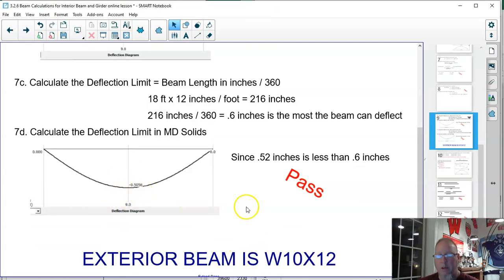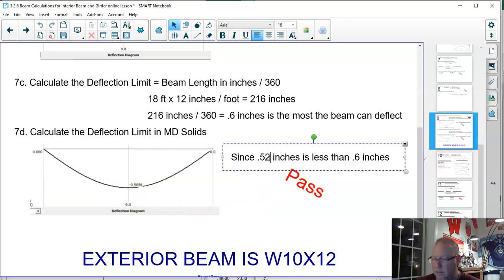That's how I found that picture. And this should say, since 0.50 is less than 0.6 inches, which is what I got right here, this is a pass. So for the exterior beam, the 10 by 12 is the right beam to choose.